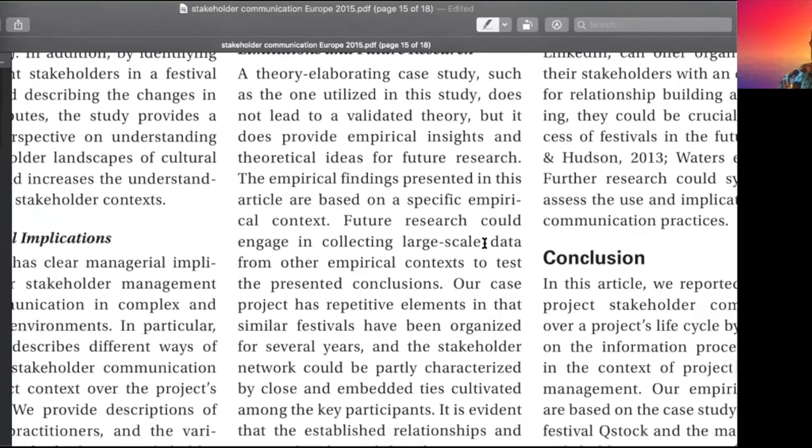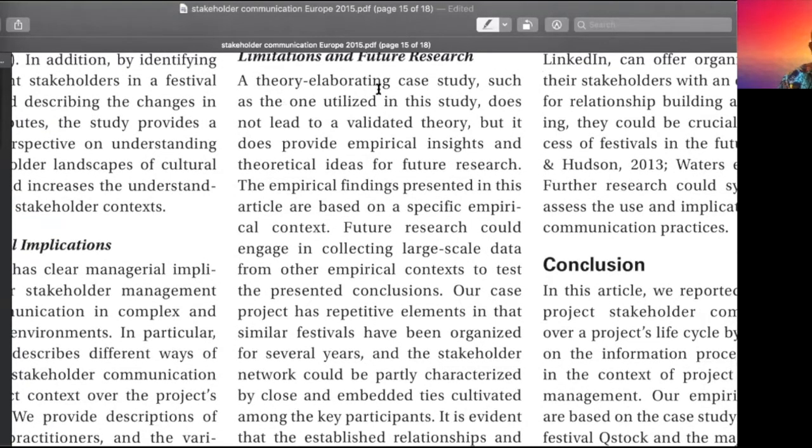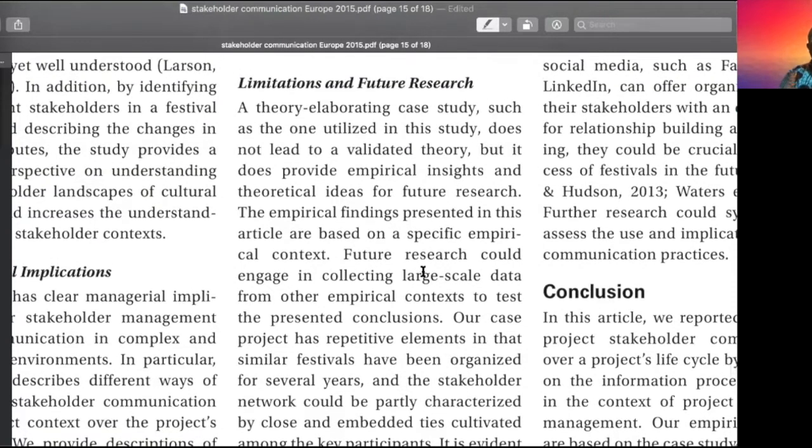Now, I wish it emphasizes another set of that. A theory elaborating case study, such as the one utilized in this study, does not lead to validated theory, but it does provide empirical insights and theoretical ideas for future research. The empirical findings presented in this article are based on specific empirical context. Now he's going to say that future research could engage in collecting large-scale data from other empirical contexts to test the presented conclusions. So what he's just trying to emphasize is that on this whole section, he's trying to emphasize that future research should do something.